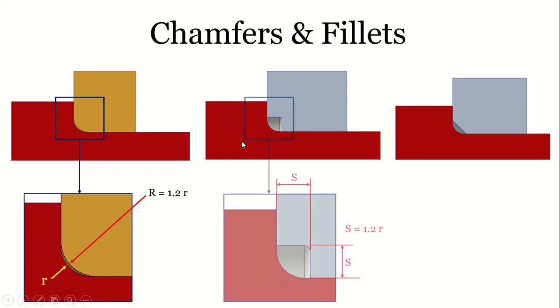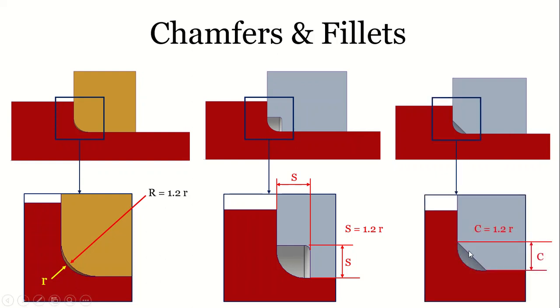Similarly, in the second example, you see there is a cutout in the component which assembles onto this step shaft, and the cutout dimension is S equal to 1.2 R. So this is what we should be following. And in the third example, we have provided a chamfer with a 45-degree angle and equal leg length. Here also the leg length should be 1.25 times R, where R is the fillet radius of the stepped shaft.